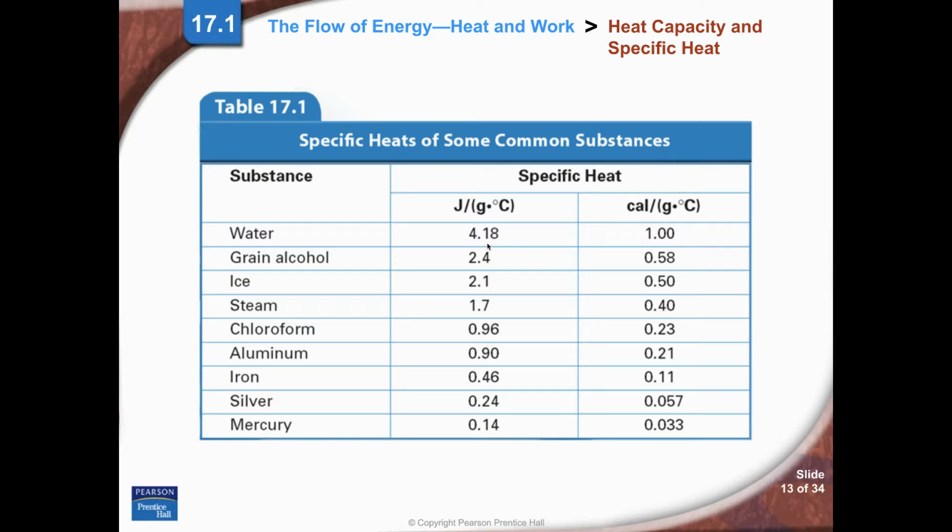We also use 4.18. That is the specific heat when we are talking about joules. When we are not referring to food, we typically use this column, or the joule column of specific heat. That is the more typical way, and that is the way that the majority of scientists measure heat. The calorie column over here on this side is what we typically use when we're talking about food.